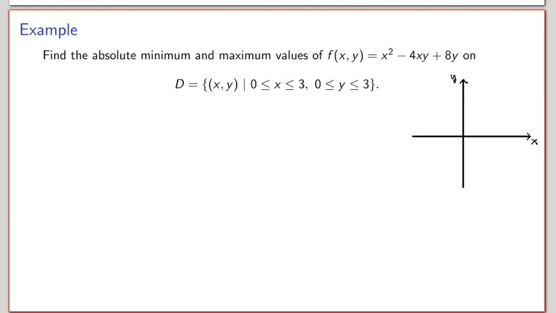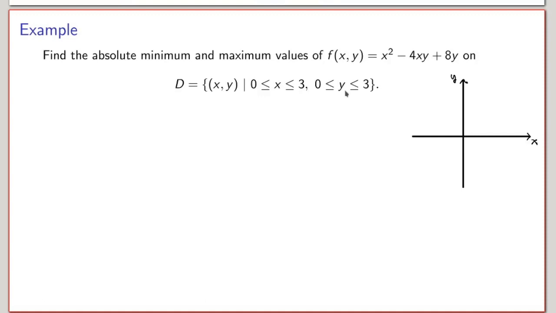Let me conclude this video by working through an example. So suppose that you want to find the absolute minimum and maximum values of the function x squared minus 4xy plus 8y on the set D, which is defined as being given by all the points in R2 such that x is greater or equal than 0 but less or equal than 3, and y is greater or equal than 0 but less or equal than 3.